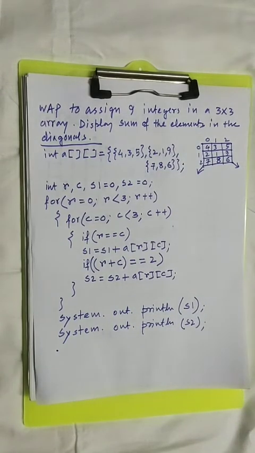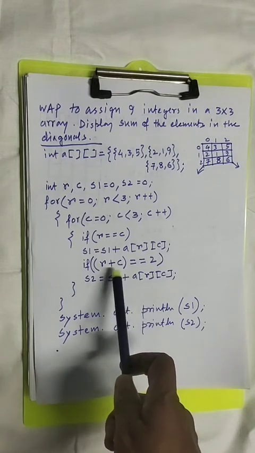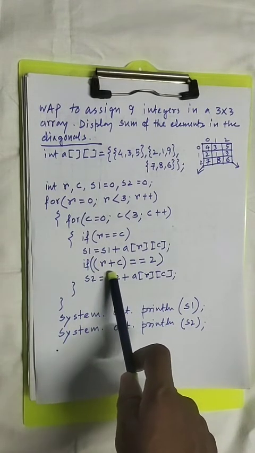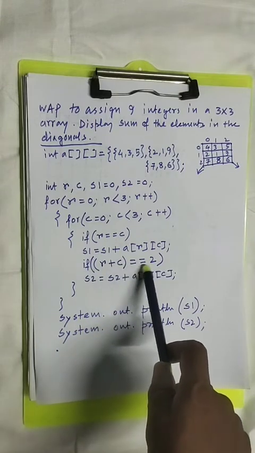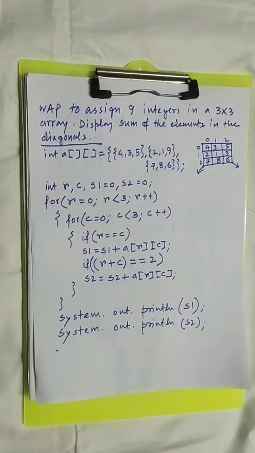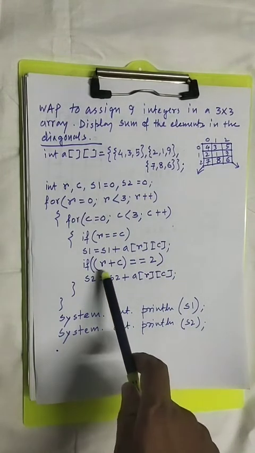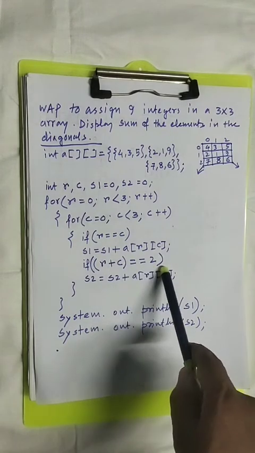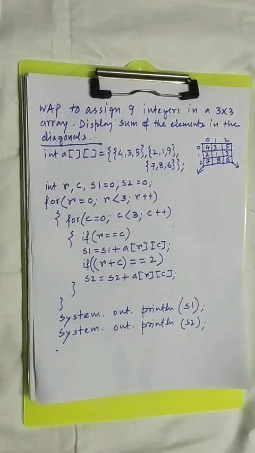Now if we have this array 4 into 4 or 5 into 5, this is a 3 into 3 array, 3 by 3 array. Now if it is a 4 by 4 array, we have to make a little change here for the right diagonal. If R plus C equal to 3 in case of 4 by 4 array. If it is a 5 by 5 array, then here we will write R plus C equal to 4. Hope you understand. This is a very simple program.